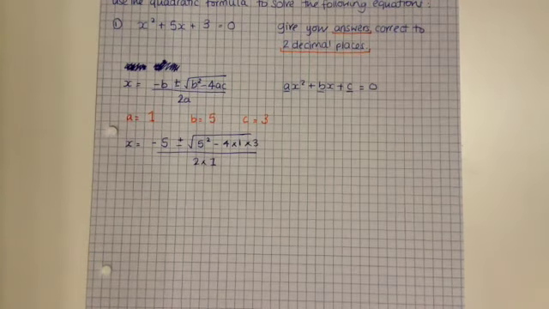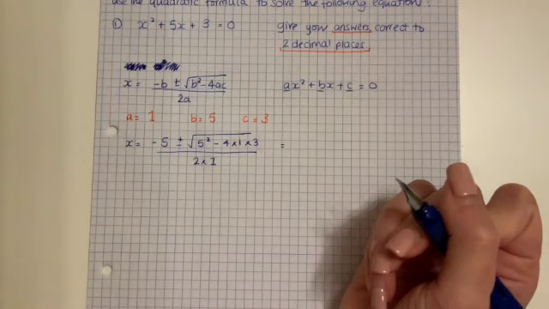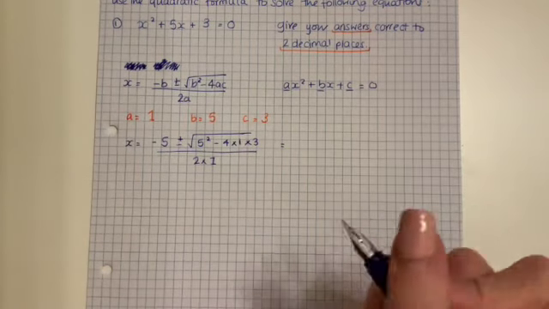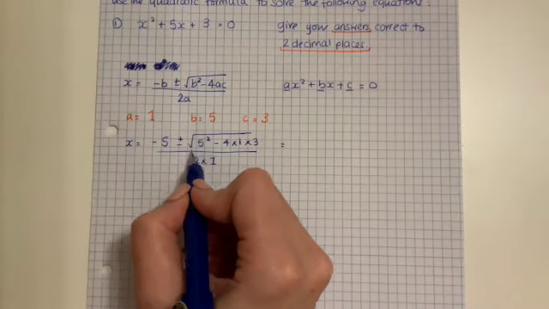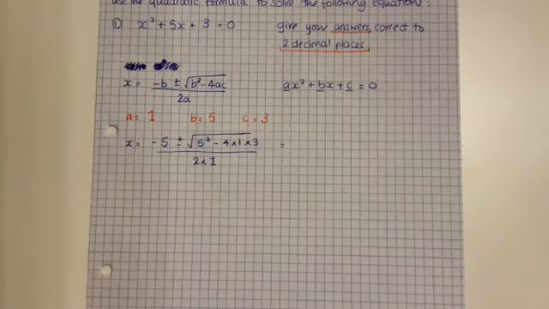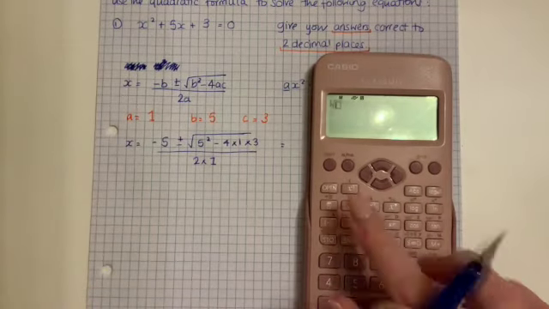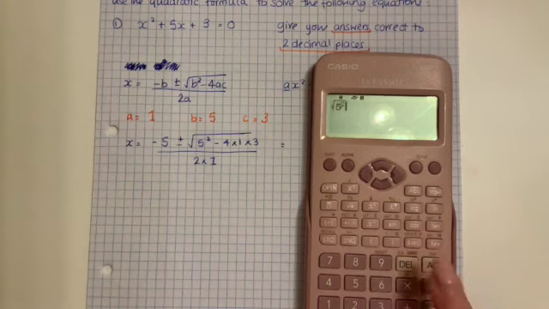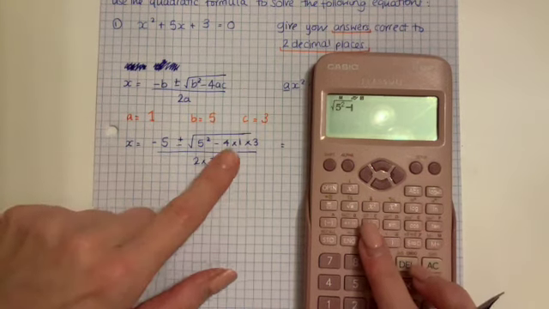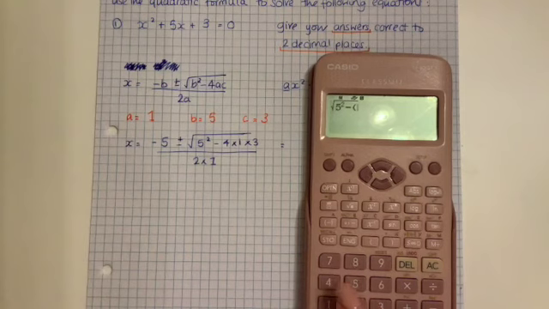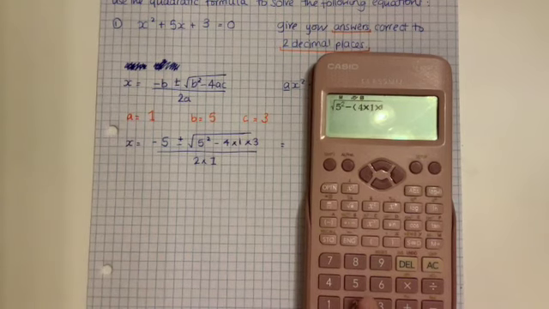Okay, so let's do some calculations. This is a calculator question. So let's work out this whole part here. Okay, so I've got my calculator. So I'm going to do the square root of 5 squared take away. I'm going to put this bit in brackets because I always get nervous that it's not going to do all that bit in one go.